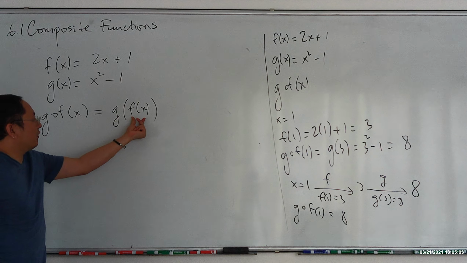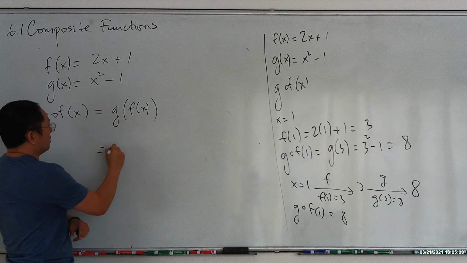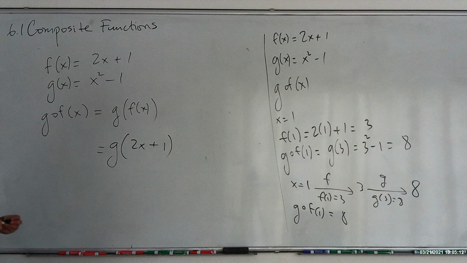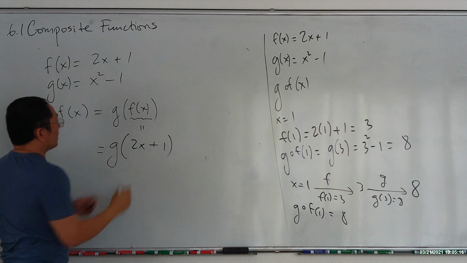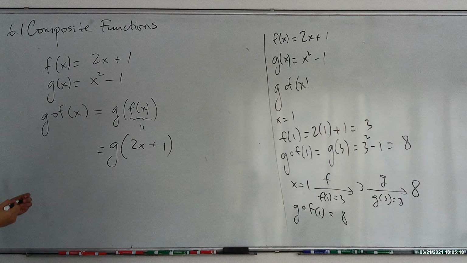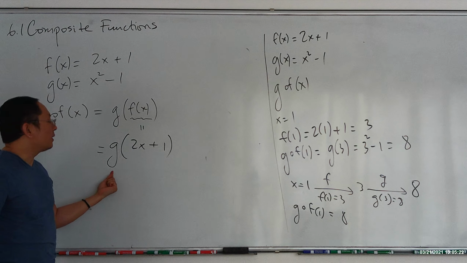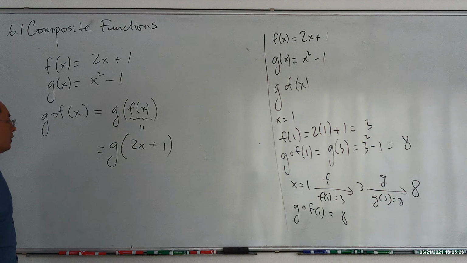So you have f of x now. The whole thing will be the input for g. So this is no more than g of 2x plus 1. You see why I have this? Because f of x right here is the same thing as 2x plus 1. F of x is 2x plus 1. So actually, the input for g is not x. The input for the function g is 2x plus 1. That's the input for g.